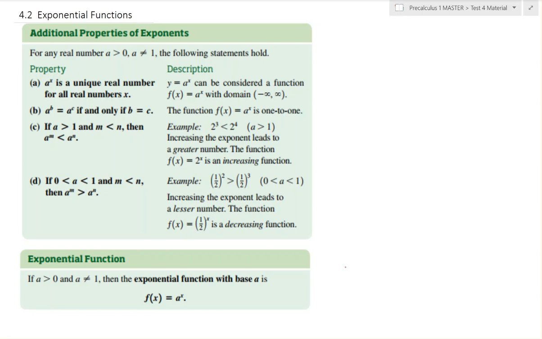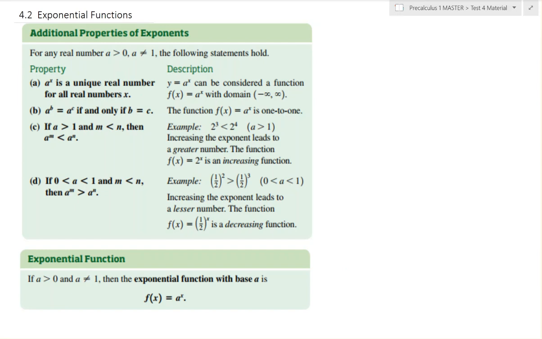4.2 is exponential functions. We'll talk about some additional properties of exponents first. For any real number a greater than 0 and a not equal to 1, the following statements hold.